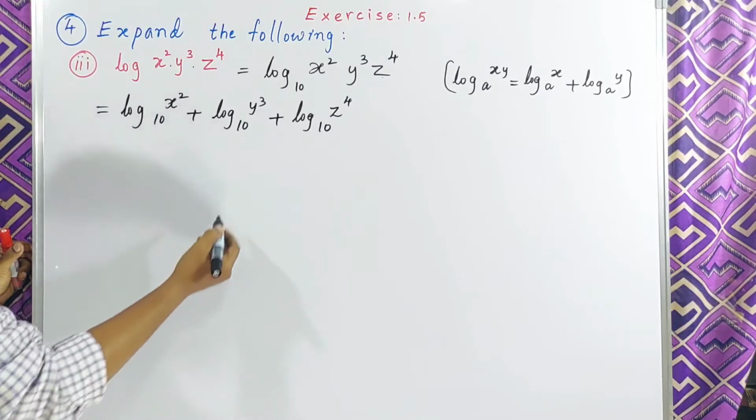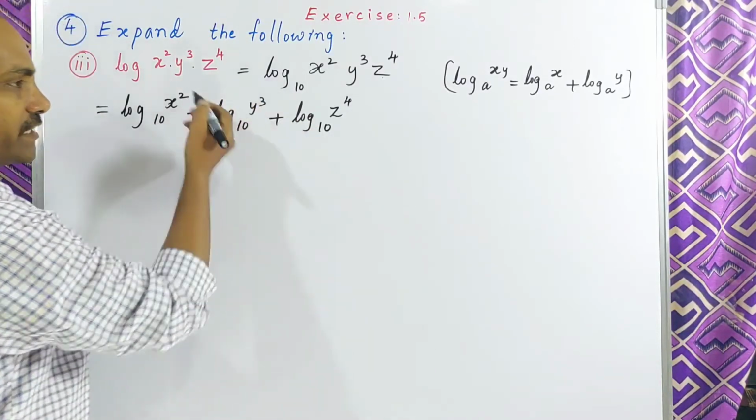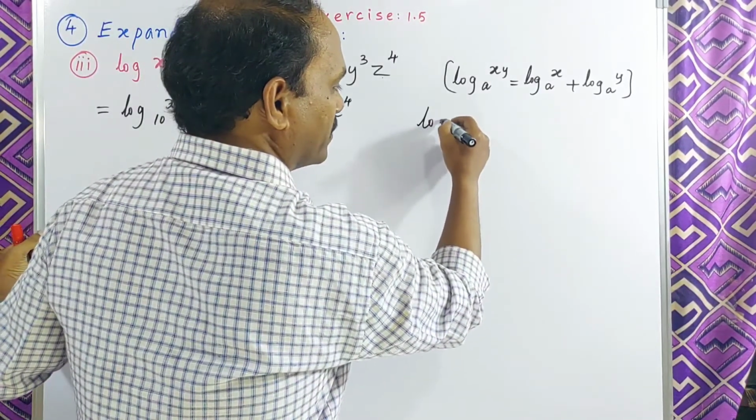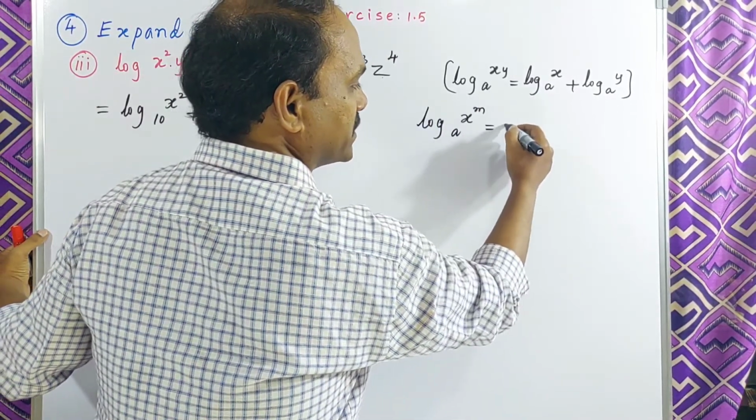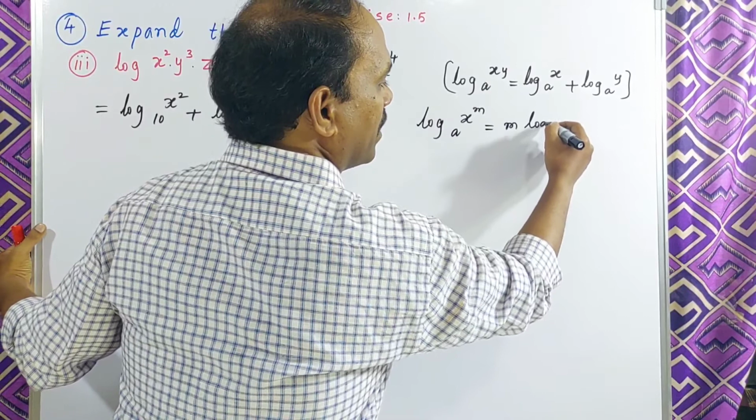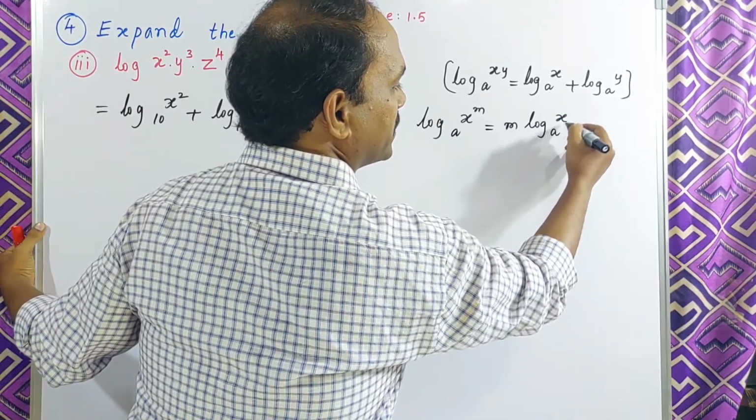Okay, is it understood? Now exponents are there. By using the formula again, log x power m to the base a is equal to m log x to the base a.